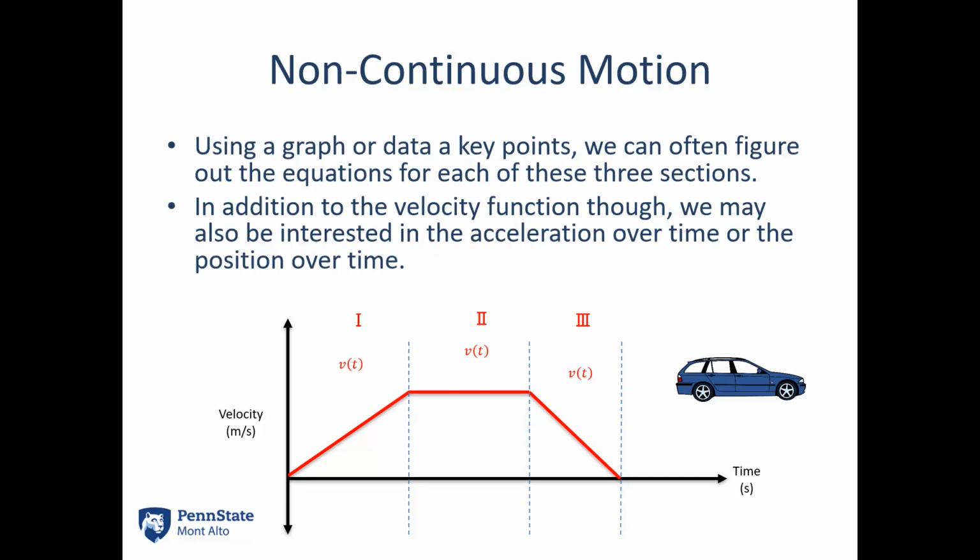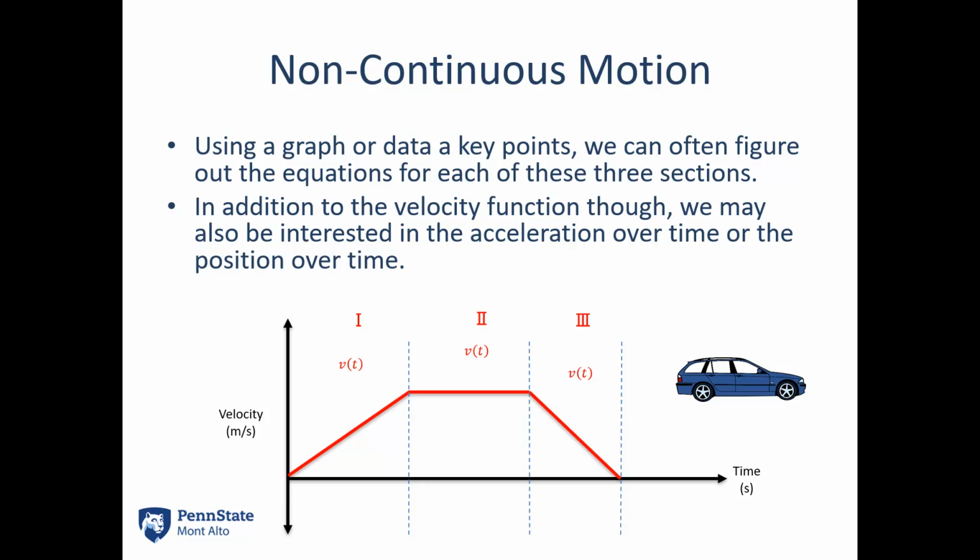So using a graph or data and key points, we can also figure out the equations for each of these three sections. So here I've got velocity. I might figure out the velocity equation for the first section, the velocity equation for the next section, the velocity equation for the third section. And that equation is only going to be valid for its respective time period. But we might be interested in more of these things. We might be interested in position during this time and acceleration during this time.